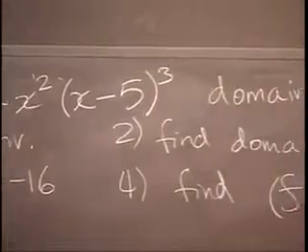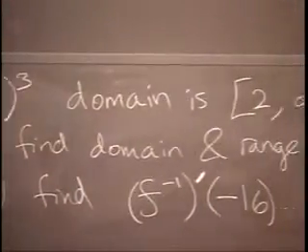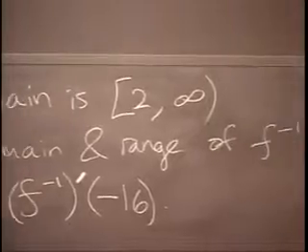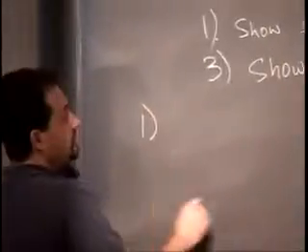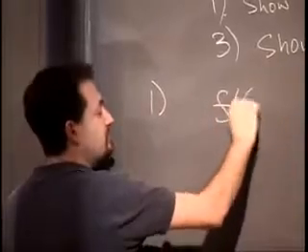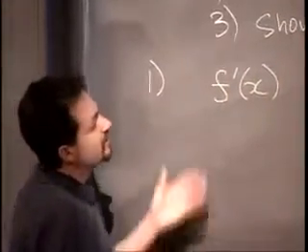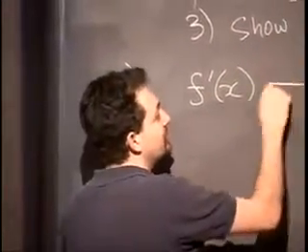Okay, to show that f has an inverse, one thing you could do, of course, is show that f of a equals f of b has no solutions. That is a pain. We're going to use our derivative test. We need to differentiate f of x. So f prime of x, unfortunately we have to use the product rule.